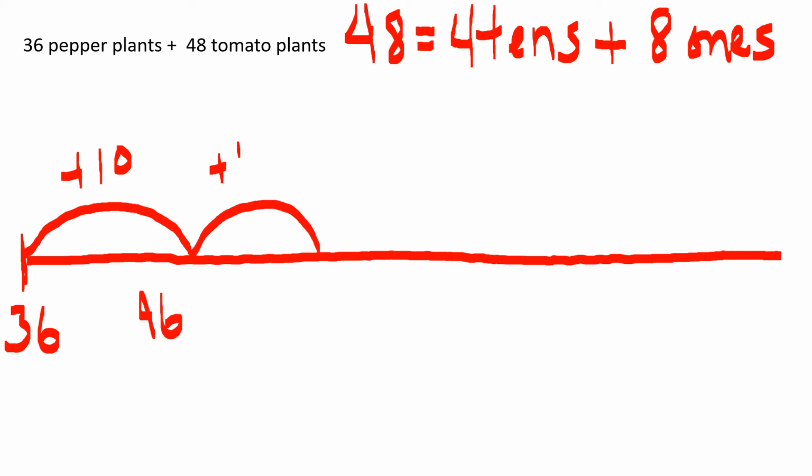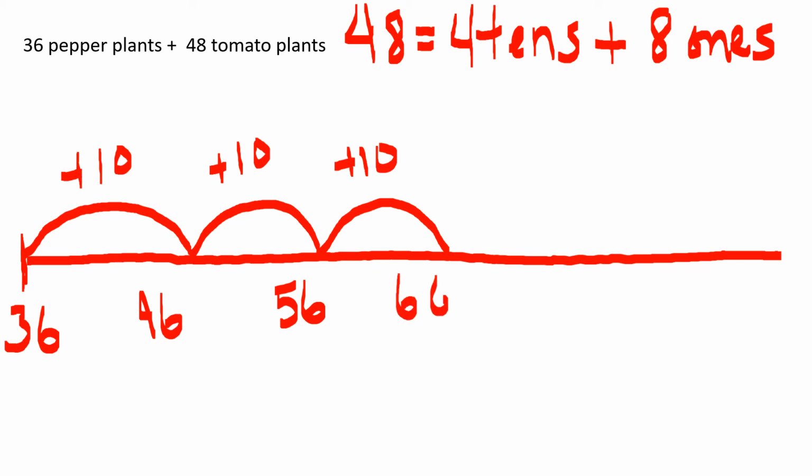Plus 10, that takes me to 56. Plus 10, that takes me to 66. Plus another 10 takes me to 76. So now I've jumped 40, or 4 groups of 10s, and that leaves me with 8 ones.